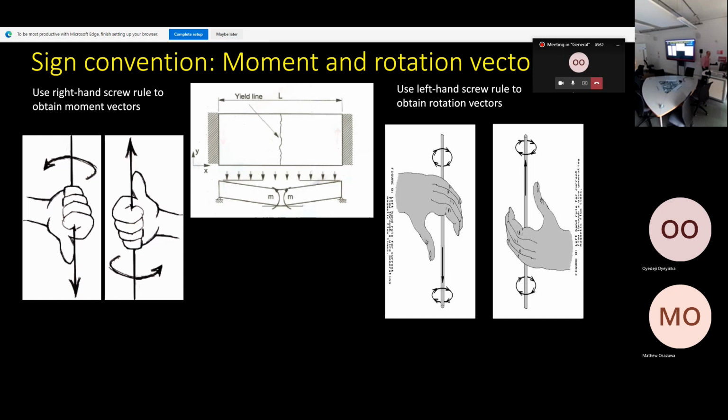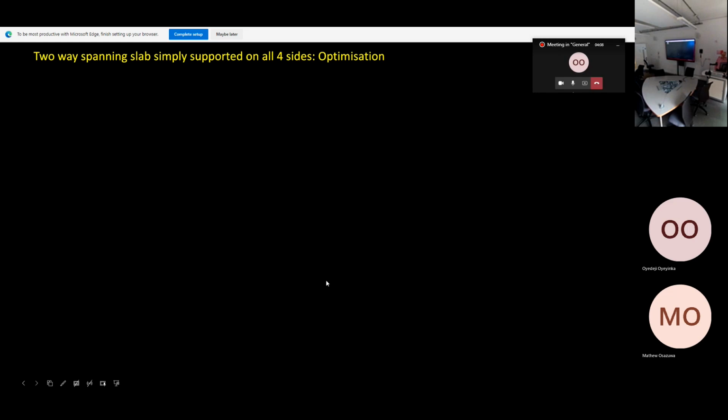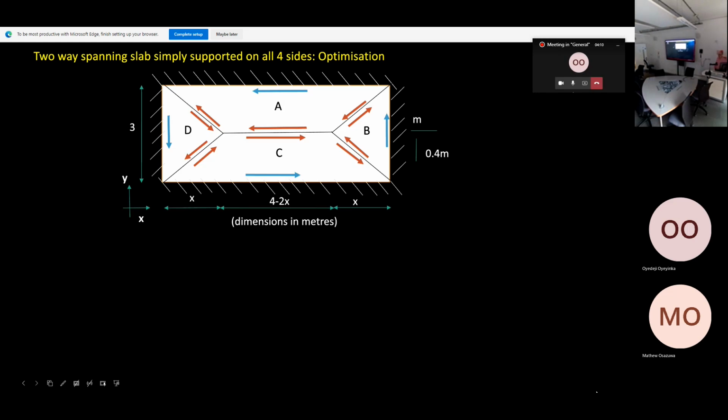We completed a two-way rectangular slab last week, and therefore what we're going to do today is use the same rules to analyze a rectangular slab. And this is the slab we are going to analyze.